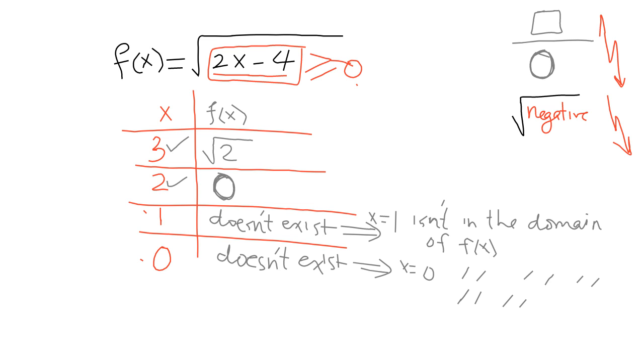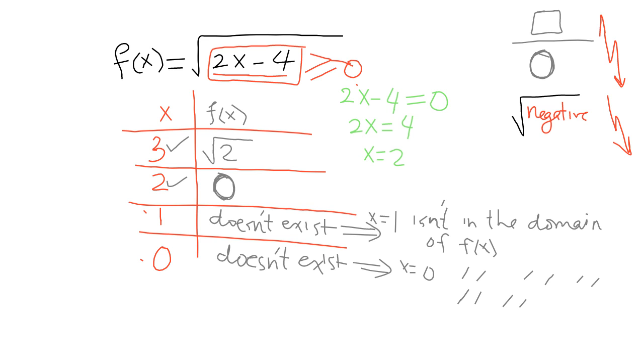So let us forget for a second about the greater than. Let us deal with equals. So 2x minus 4 equals 0. Solve this equation. The minus 4 goes to the other side: 2x equals 4, x equals 2.